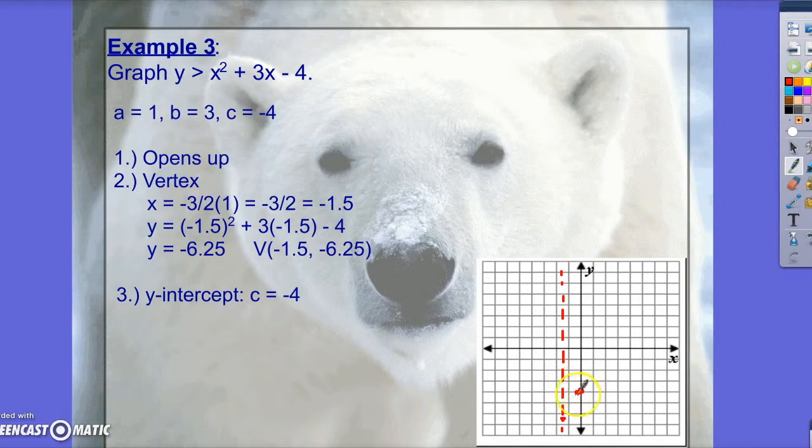From here, you see it's 1.5 spaces to the right of the dotted line. To be symmetric, we have to put a point on the opposite side. So we want to do 1.5 to the other side. And then it's a dashed parabola.